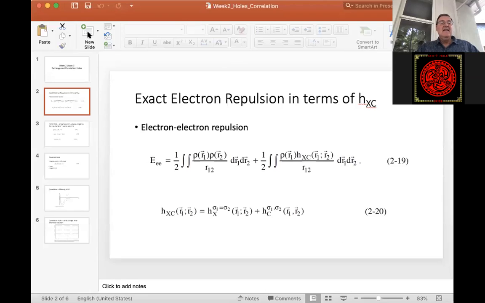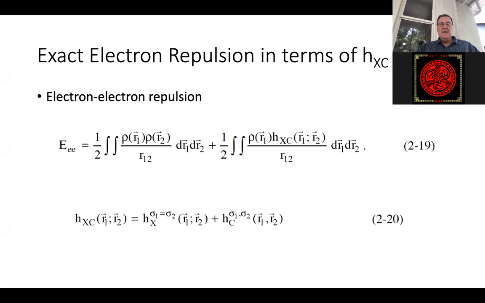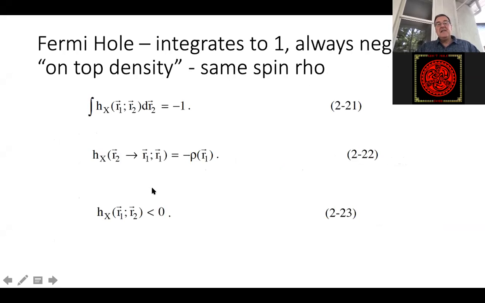We are now going to share the screen again and come back to the PowerPoint. So what we're saying is this HXC right there has to do a whole bunch of stuff. Do we know anything about it? Here are three things that we know about the Fermi part of the hole, the part that has to do with exchange. When I integrate over just particle 2 to minus 1, it has to subtract an electron from the overall density because electrons don't repel themselves.